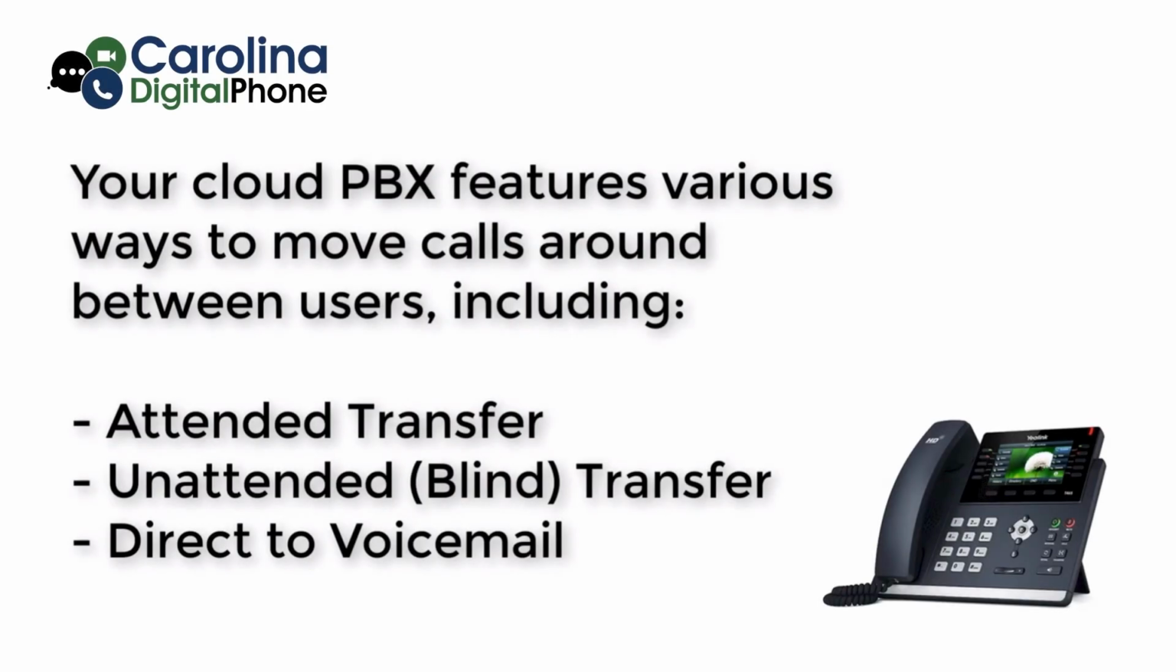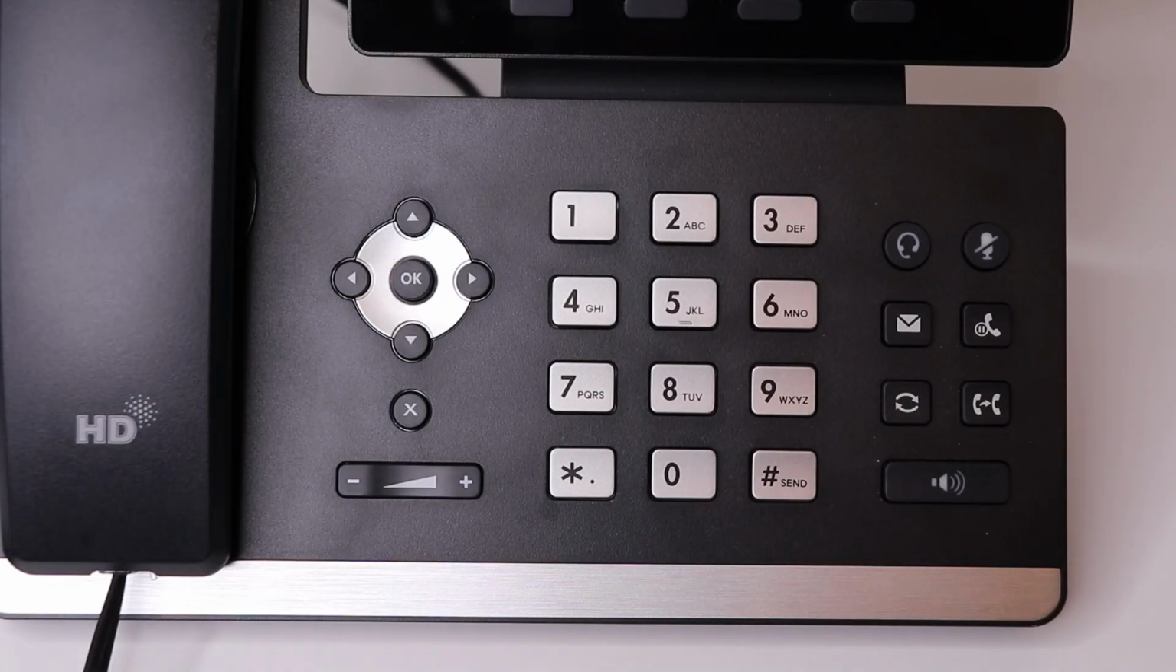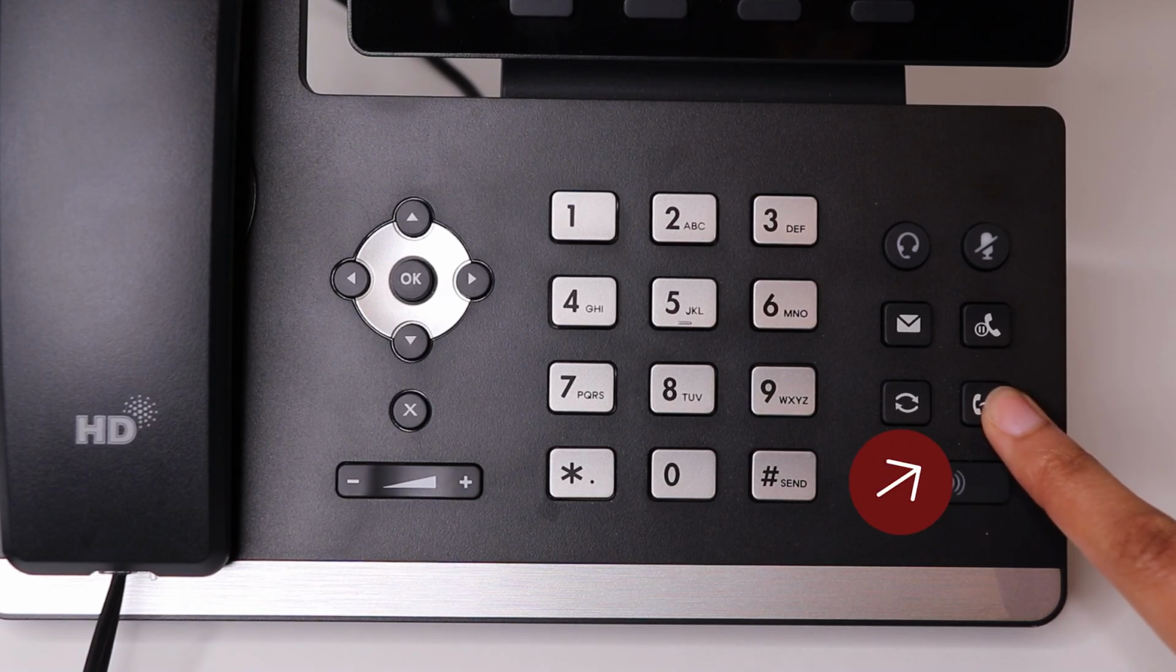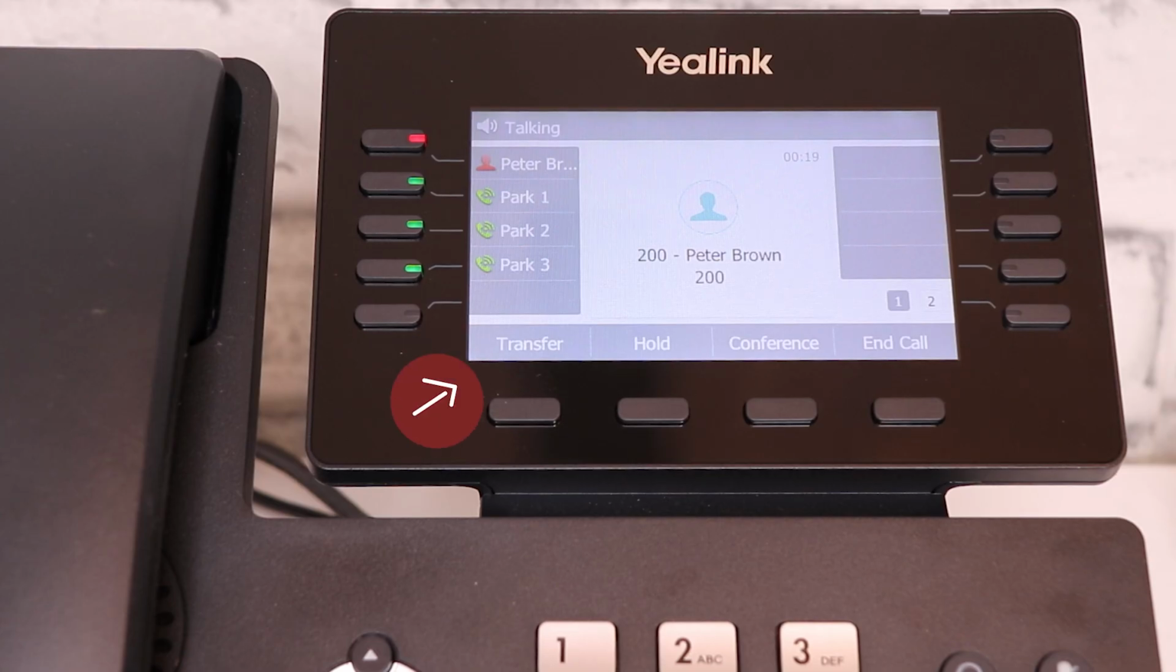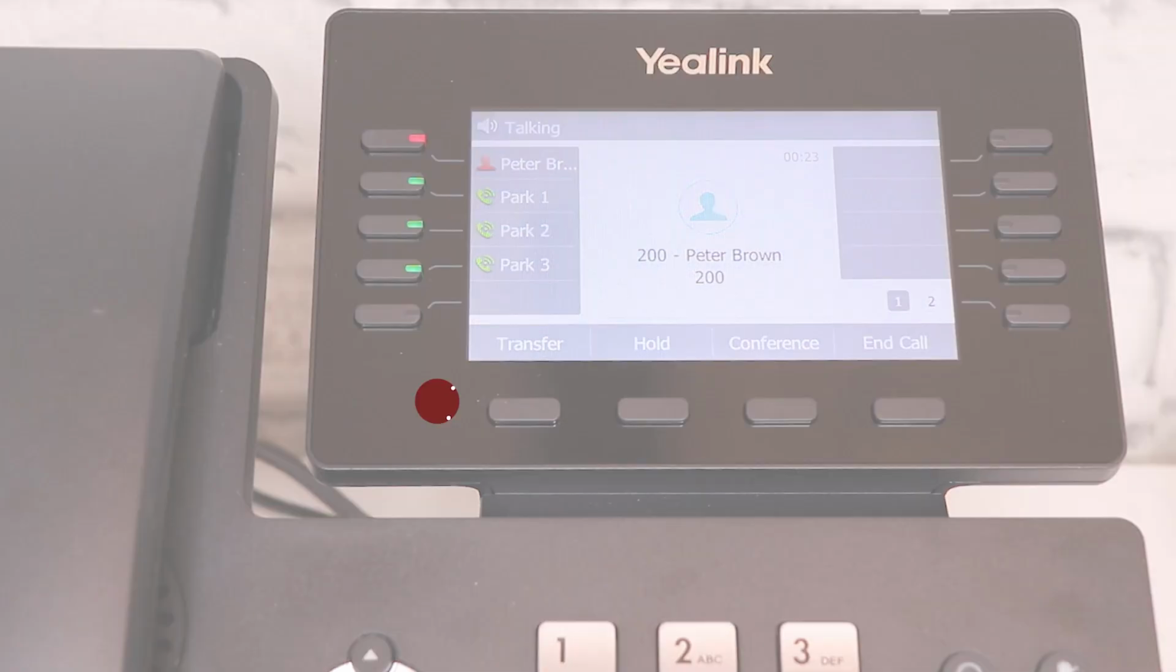Your Cloud PBX features various ways to move calls around between users, including attended transfer, unattended or blind transfer, and direct to voicemail transfer. You should take some time to familiarize yourself with the location of the transfer button on your phone. In most cases, there's a physical transfer button on the phone. And once you're in a call, the transfer soft button will appear on the screen.